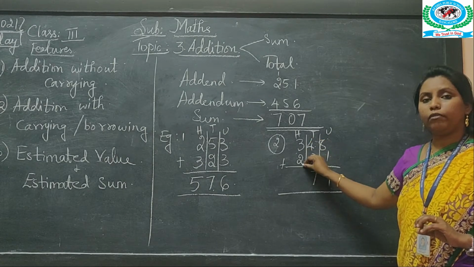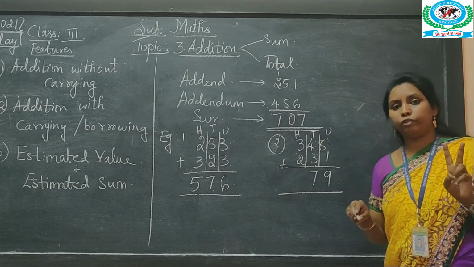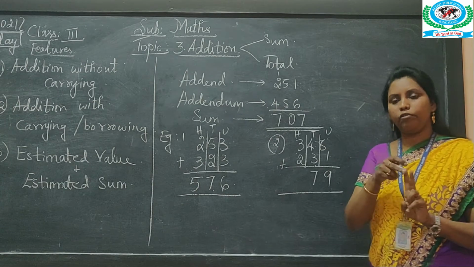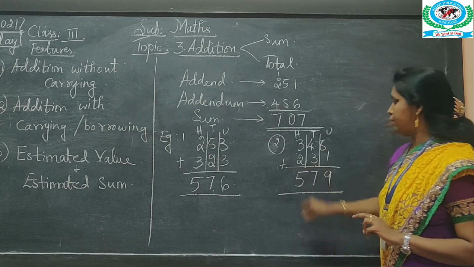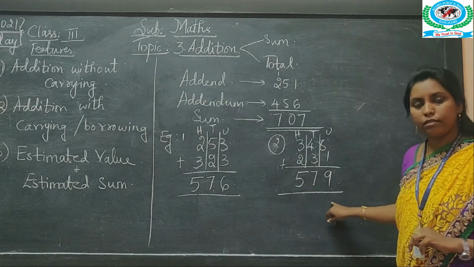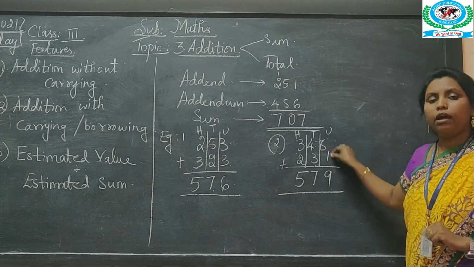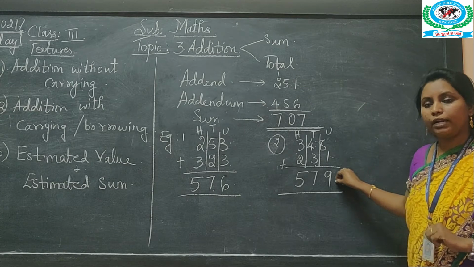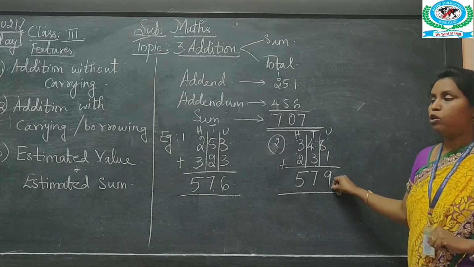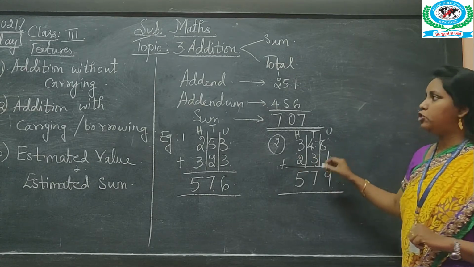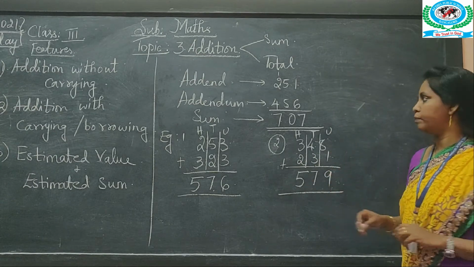3 and 2 you have. 3 in the mind, 2 in the fingers. After 3, 4, 5. So 579. You have got this answer. Okay, even the addend and addendum is a 3-digit number, and even the answer, the sum you are getting, is a 3-digit number. So these are the examples of addition without carrying.